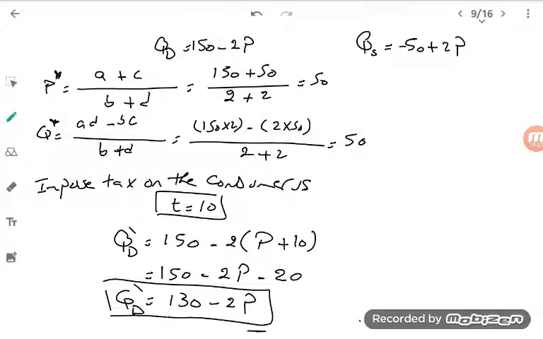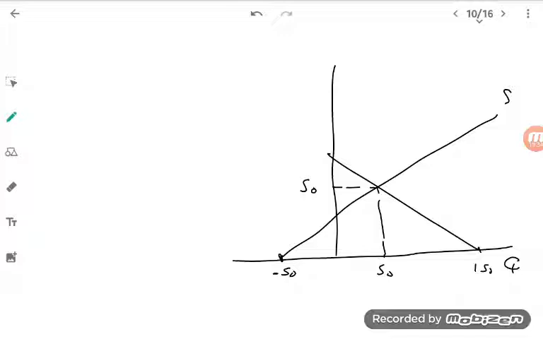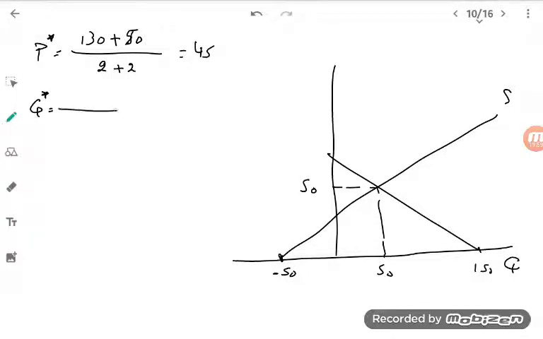Now we can use this demand function in order to find the equilibrium once again. This is the demand and this is the supply, substituting in the equilibrium price equation and the equilibrium quantity equation. It will be 130 plus 50 divided by 2 plus 2, which is 45. And with respect to the quantity, it will be 130 multiplied by 2 minus 2 multiplied by 50, divided by 4. It will be 40.